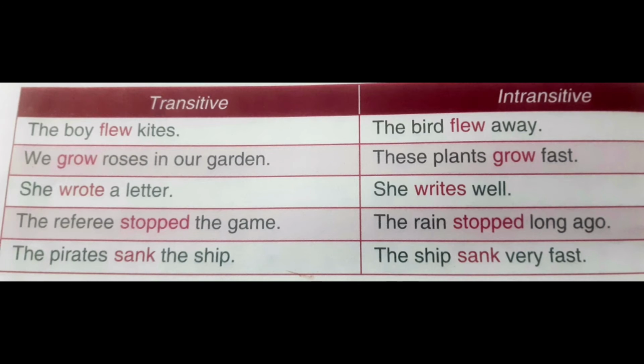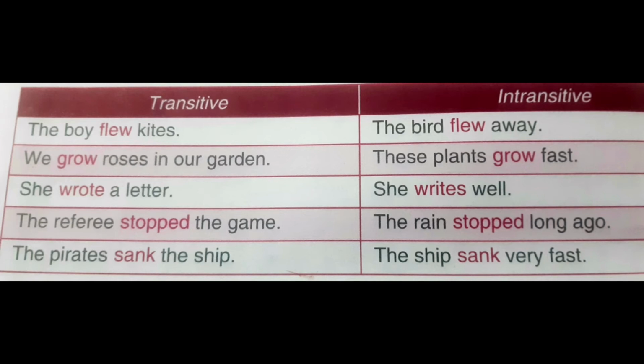First one, the boy flew kites. Here, the verb flew is a transitive verb. In the second column, the bird flew away. Here, the verb flew is an intransitive verb. Now look at the second sentence. We grew roses in our garden. The verb grow is transitive. But in the sentence, these plants grow fast. Here, the verb grow is an intransitive verb.